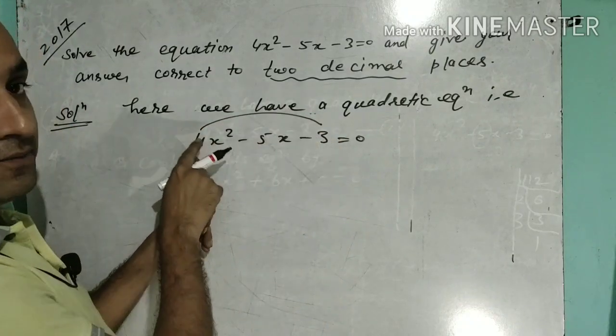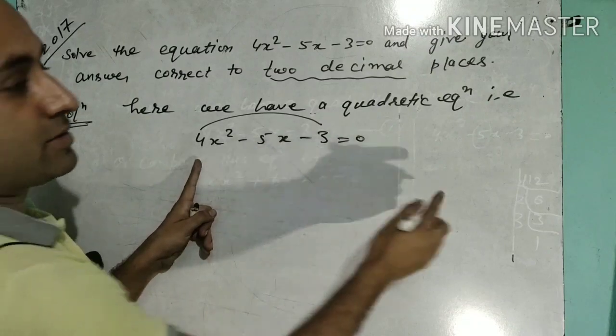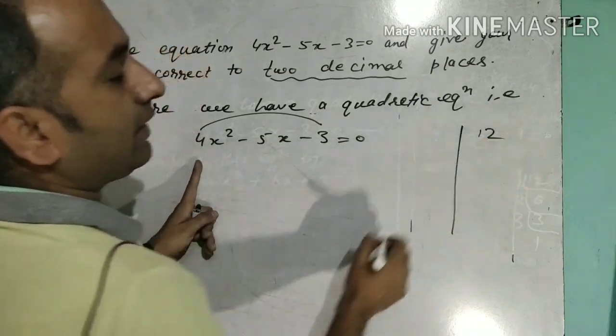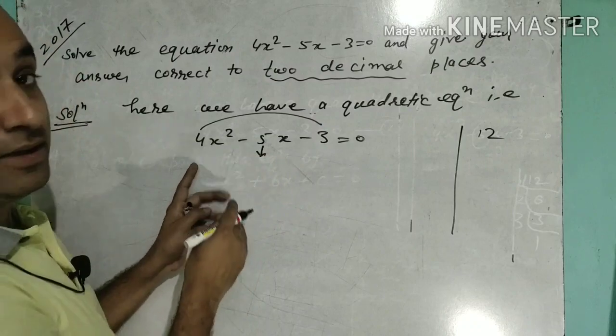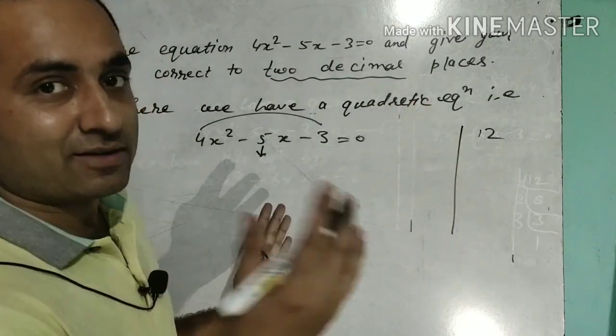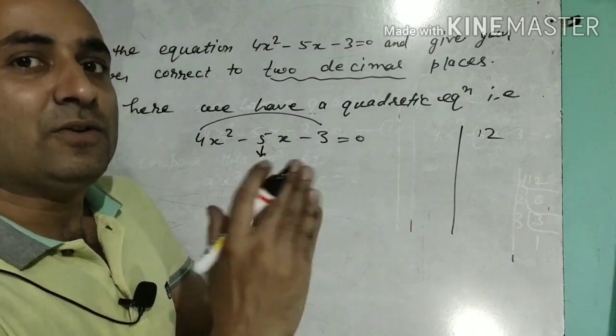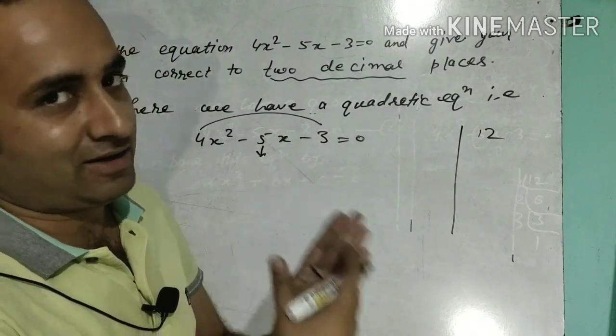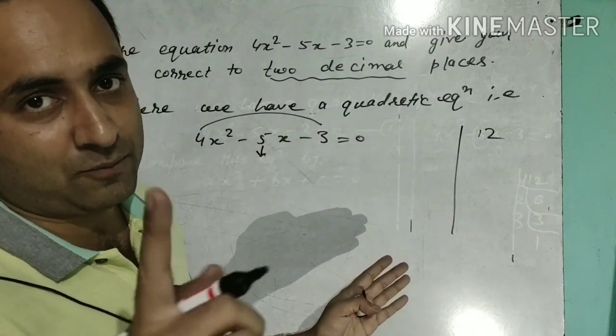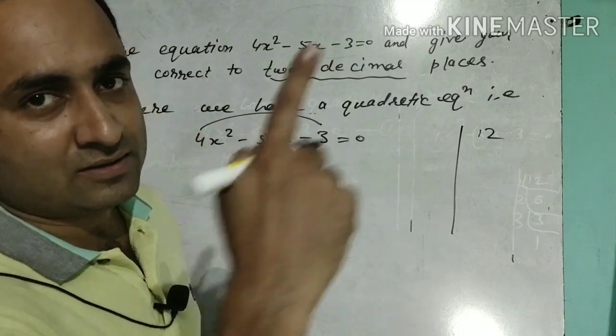We have to multiply the coefficient of x square and the last constant. So this becomes 12, and our target is to make 5. So at first check, can we make the 5? If you are able to make the 5, that means you can solve this quadratic equation. Otherwise you have only one option, that is called Sridharacharya.